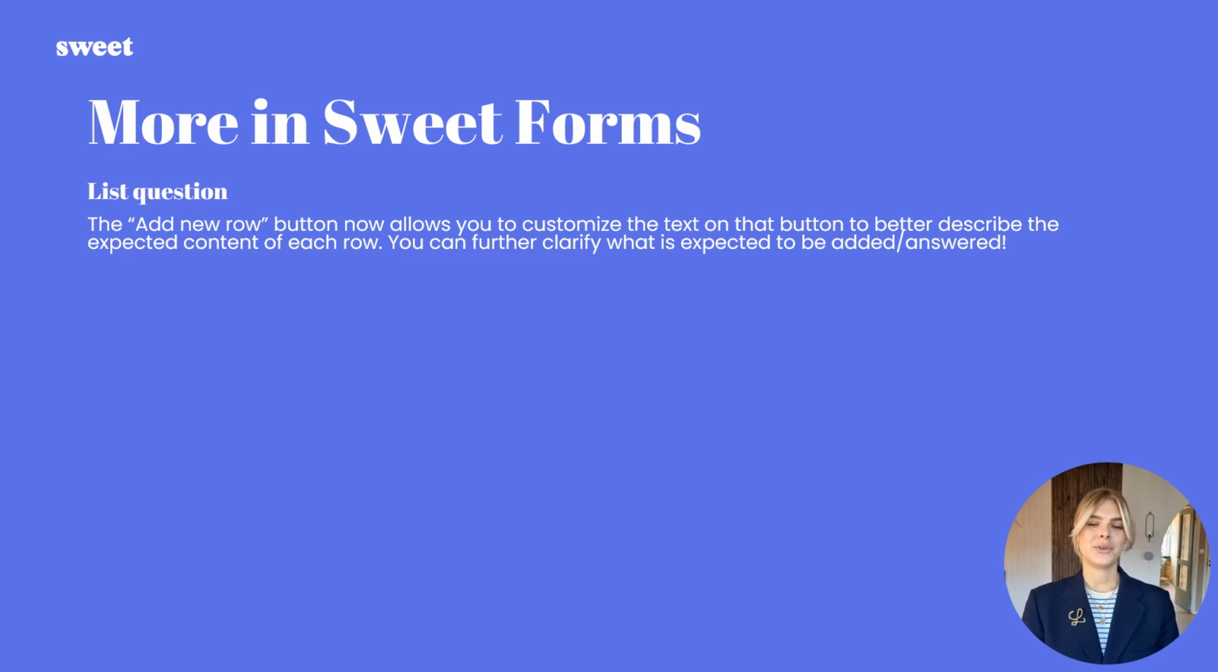And we have listened to you, the feedback you've been giving us, and now we allow you, on the list questions in Sweet Forms, to provide customized text on the button called Add New Row. And this is perfect when you want to define what you're adding. Let's say add new insurance or add a new person or whatever it may be. So a small yet powerful feature that you've been asking us for, now in this release.